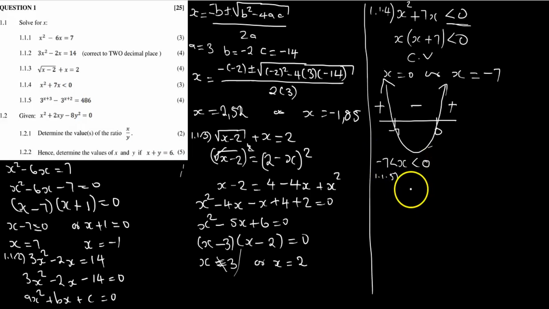1.1.5. Our 1.1.5 says 3 exponent x plus 3 plus, it's minus, what is happening with my rubber now? The eraser doesn't want to work.